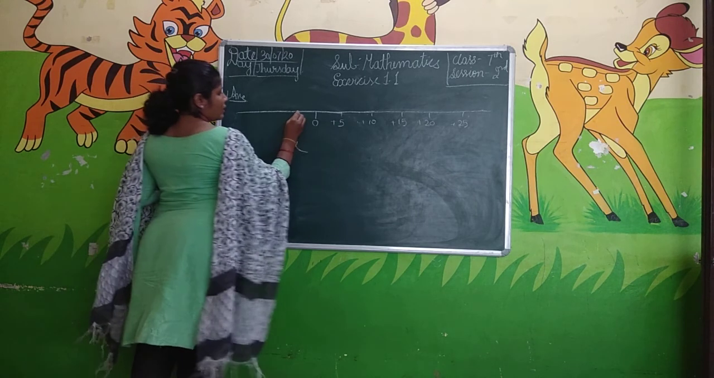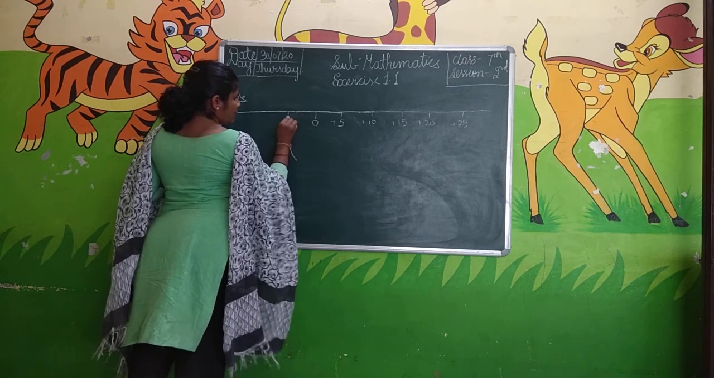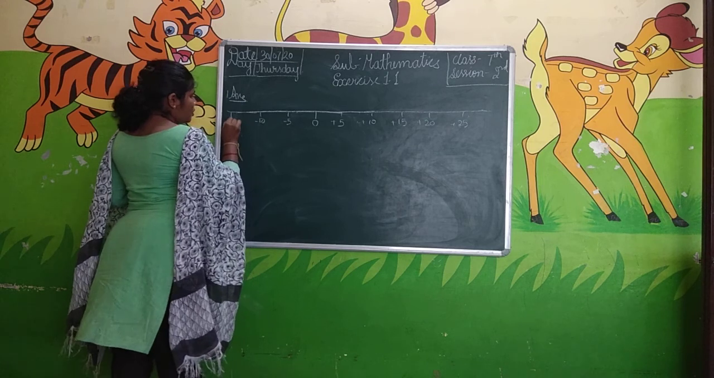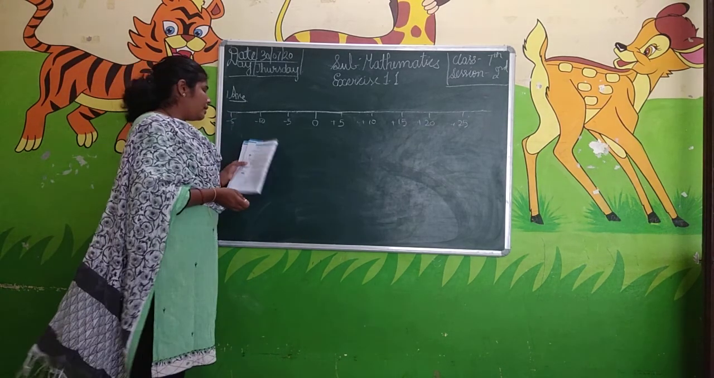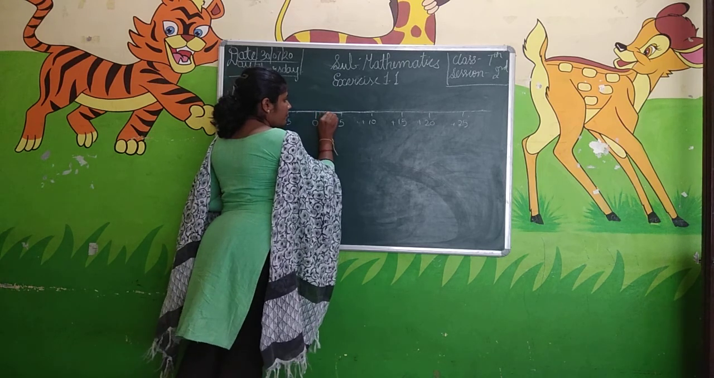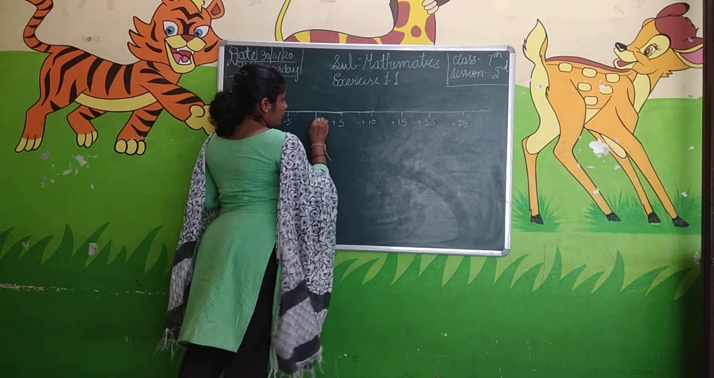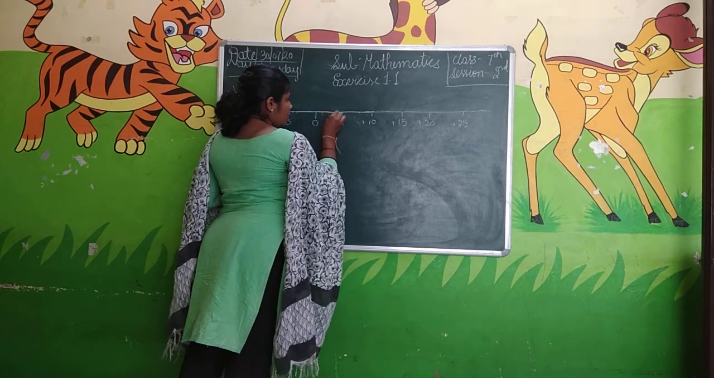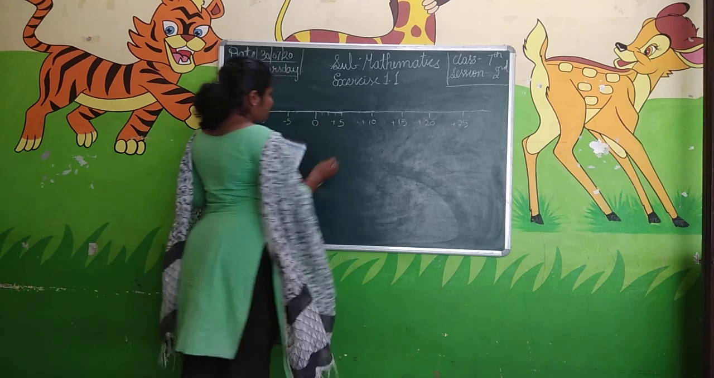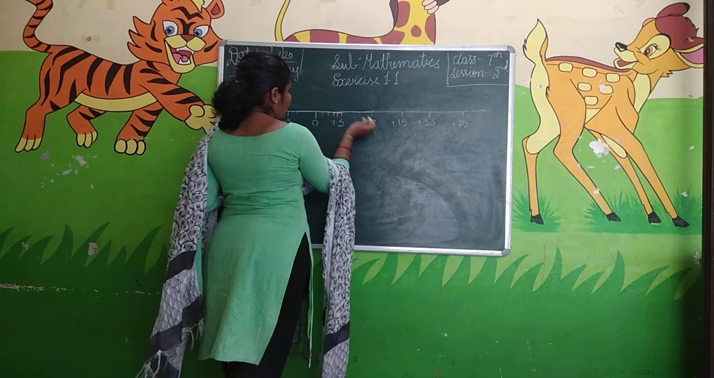Okay. After 0, we get minus 5, minus 10, minus 15. Okay. In a graph we can see that from one unit to another number there will be small lines. Okay. From here we will count 1, 2, 3, 4, 5. 1, 2, 3, 4, 5.